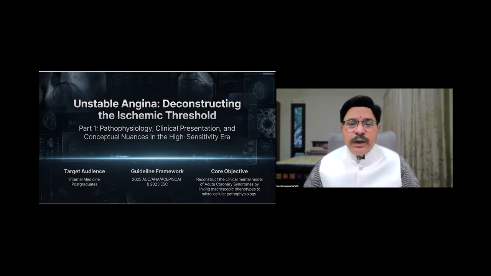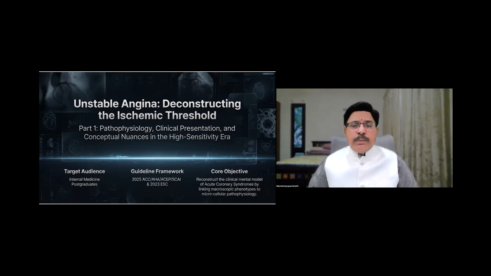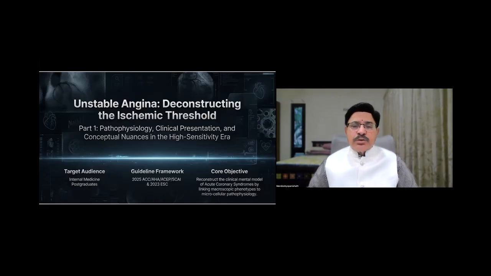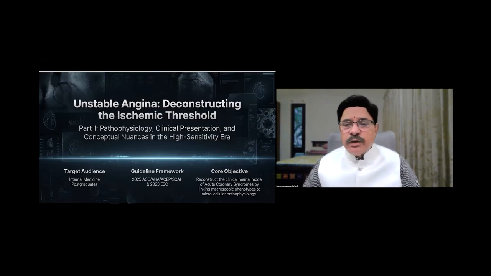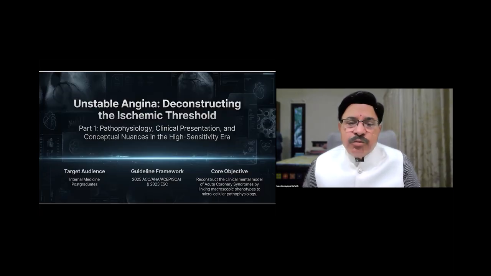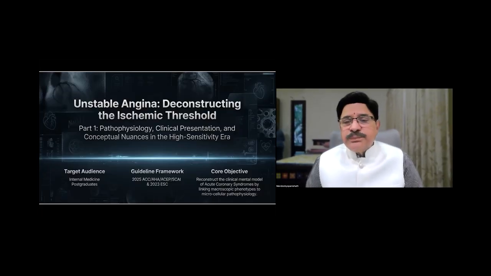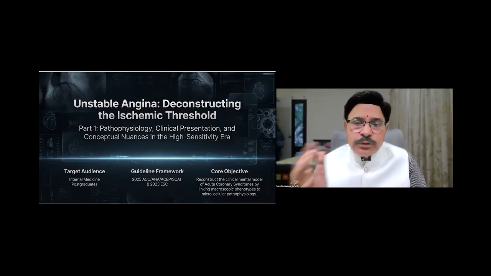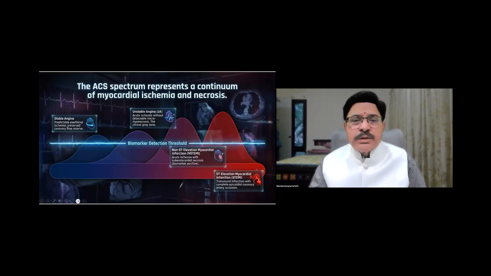We are using the guideline framework of 2025 American College of Cardiology, American Heart Association, Scandinavian Heart Association, and European Society of Cardiology guidelines. Whatever I am teaching you is right from the pen, very current knowledge. So we have to reconstruct the clinical and mental model of acute coronary syndromes by linking macroscopic phenotypes to microvascular cellular pathology. That is the understanding. Now let us try and see.